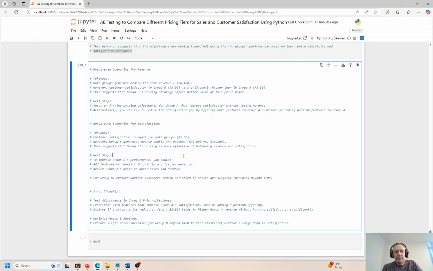Okay, but to improve Group A's performance, we could do a couple things. We can add new features or benefits to justify the price increase after the adjustment there, right? And reduce Group A's price to boost sales and revenue, right? So add more features, add more benefits to customer A's experience, or reduce the price to boost sales. So there's a couple strategies that you can employ.